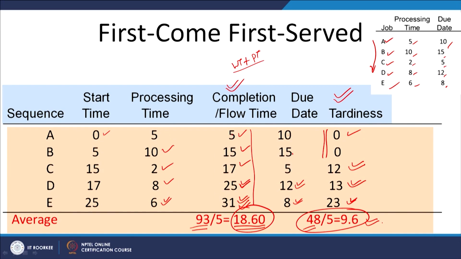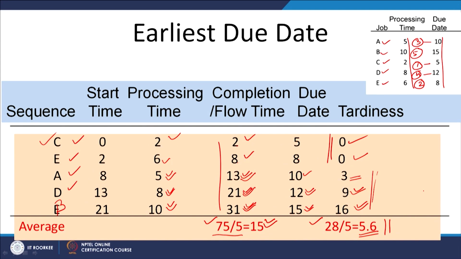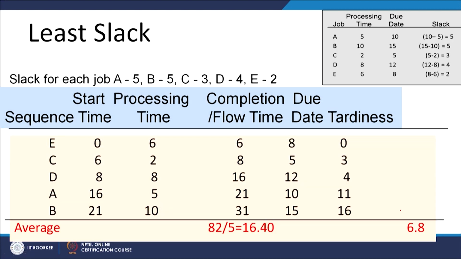It has been reduced significantly as compared to the same jobs when the first come first serve rule was applied. Average tardiness was 9.6, and when the earliest due date rule is applied, we can see that it is more effective with regard to the average tardiness and also effective with regard to the average flow time. So, both have been reduced significantly while the same jobs are done.